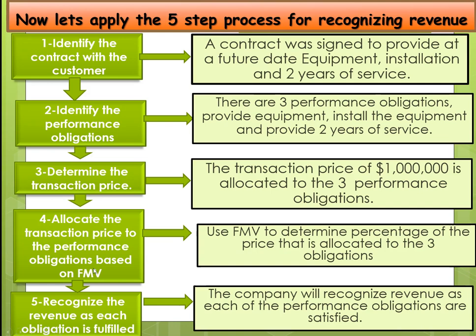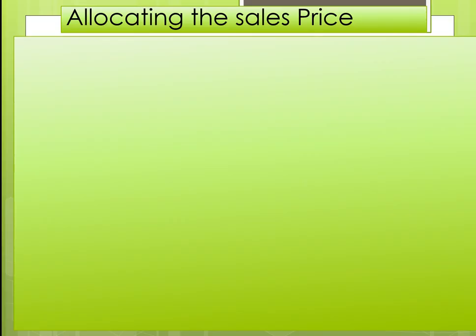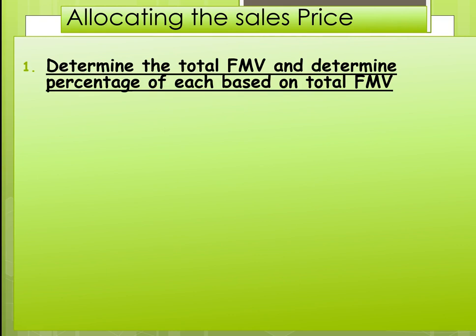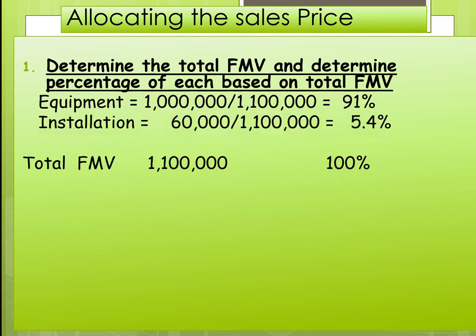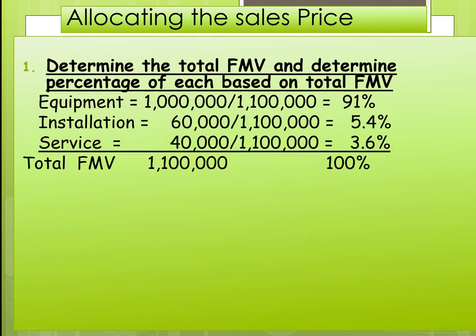Now we're going to allocate the sales price. So, determine the total fair market value, and determine the percentage of each based on total fair market value. Our total fair market value is $1,100,000. We have the equipment at $1 million, the installation at $60,000, and the service at $40,000. We divide each by the total, and it tells us that the equipment is going to take up 91% of our $1 million, and then 5.4% and 3.6% to installation and services. And always make sure that the percentages equal 100%.